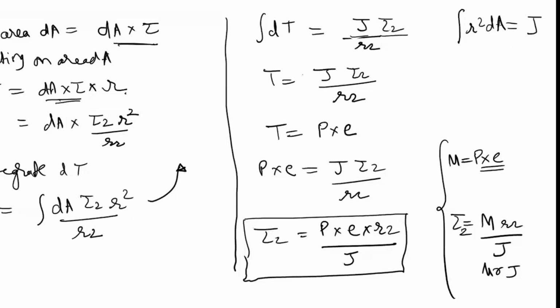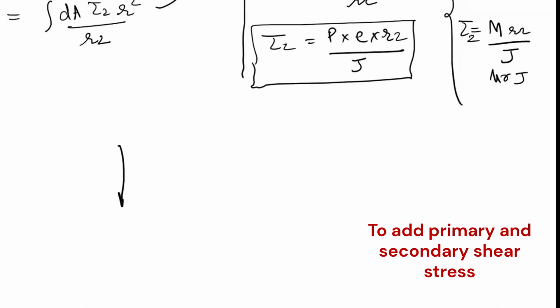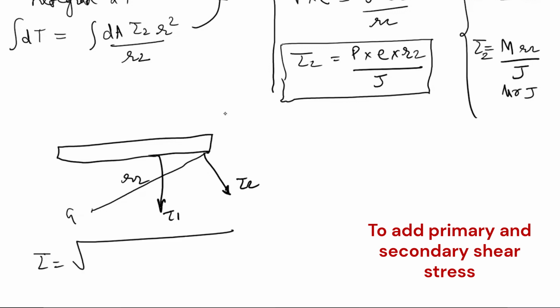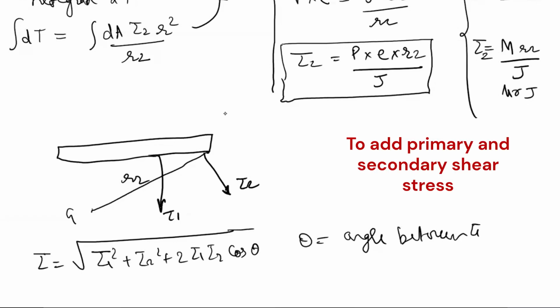Now we have tau 1, we have tau 2. Where is tau 1? Tau 1 is acting like this. This is the weld. Tau 2 is acting here. This is G, this is R2, and this is tau 2. So how will we add tau 1 and tau 2? Tau is equal to under root of tau 1 square plus tau 2 square plus 2 tau 1 tau 2 cos theta, where theta is the angle between tau 1 and tau 2.